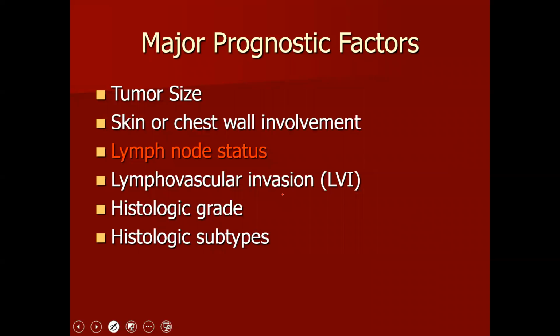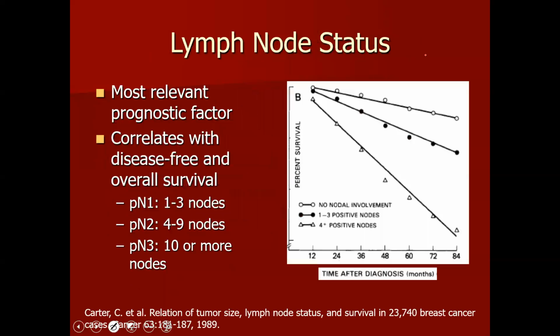Okay, so now we're moving along. So that was your T. The next thing is the N, and in order to determine the N, that's their lymph node status. First of all, let's talk about why it's relevant. Generally speaking, if you have involvement of lymph nodes, that's going to result in a worse prognosis. And the larger the number of lymph nodes that are involved, the worse the prognosis will be.